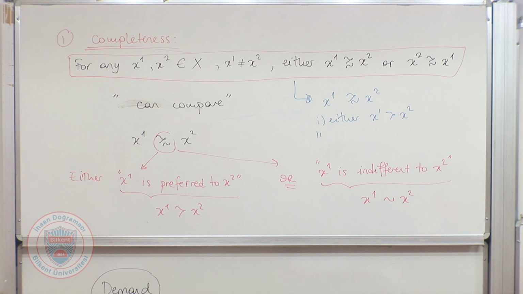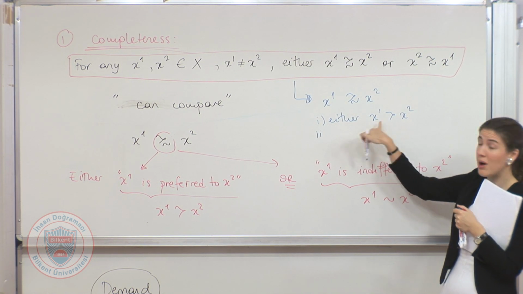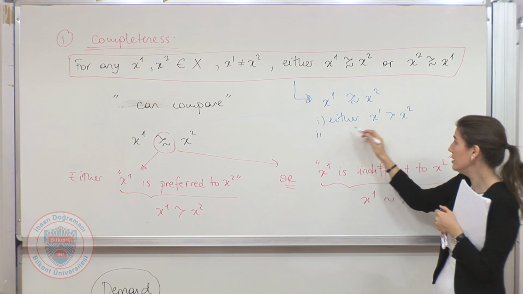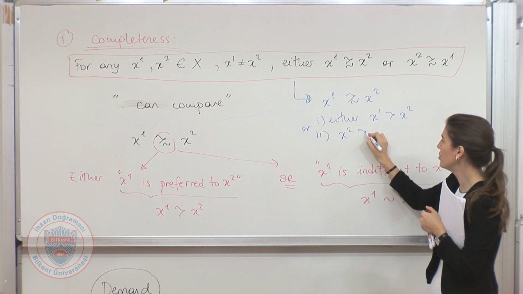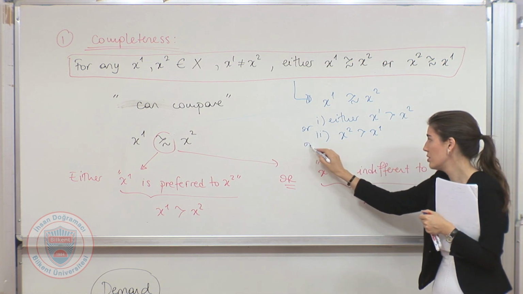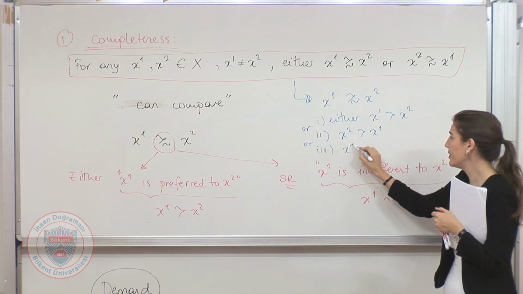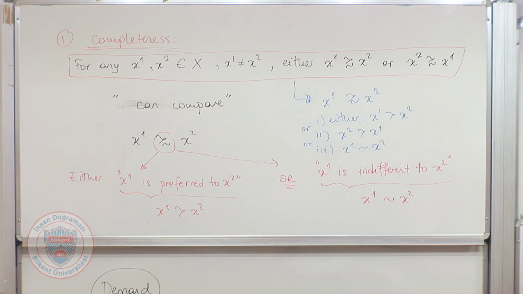Completeness says that when you have two bundles, the individual should be able to say, I like the first one more than the second one, or I like x2 more than the first one, or I'm indifferent between them. But the individual should be able to say one of them, okay? So that's basically what completeness means.